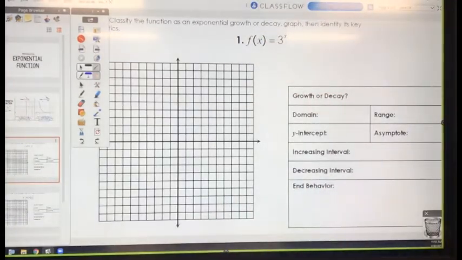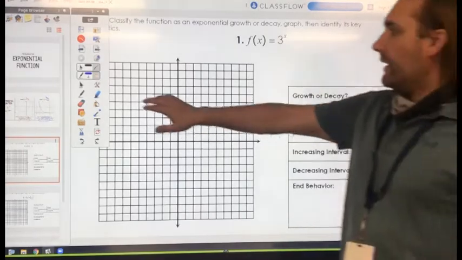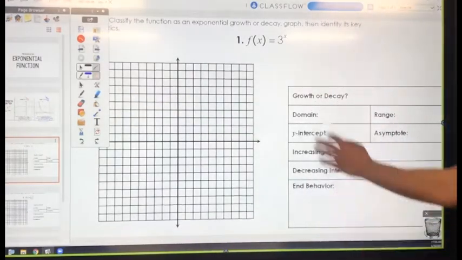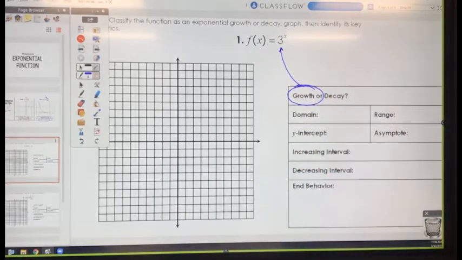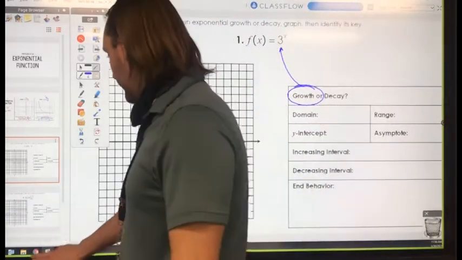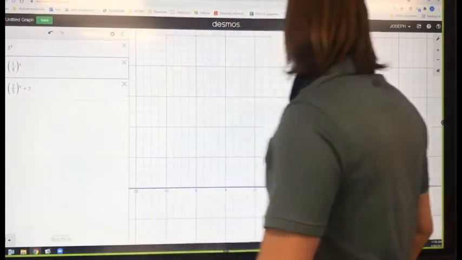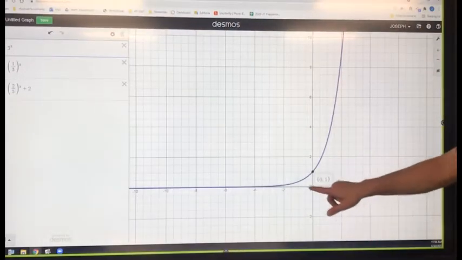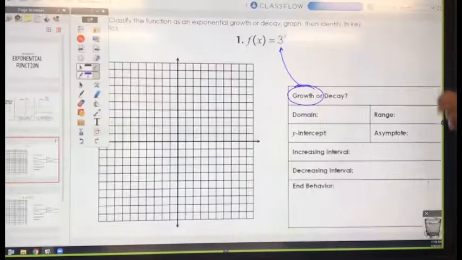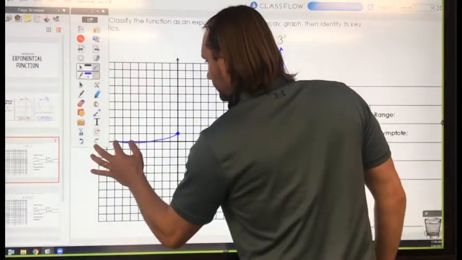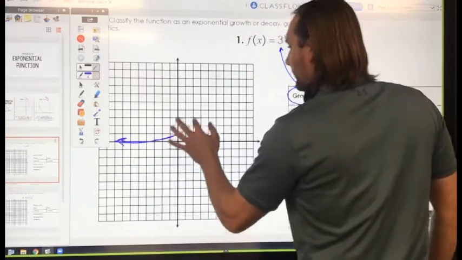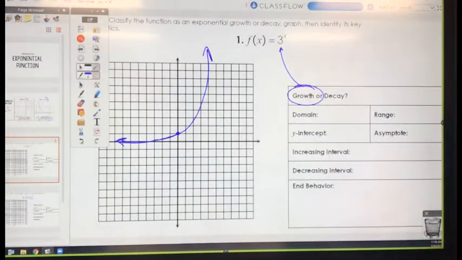Let's look at some examples here. 3 to the x power. Is this going to be a growth or a decay? Growth, right? Where did you get that from? 3. That's greater than 1. So I will have an exponential growth. And for the rest of it, let's just go ahead and graph 3 to the x. Here we go. Let me kind of sketch it here real quick. More or less something like that.